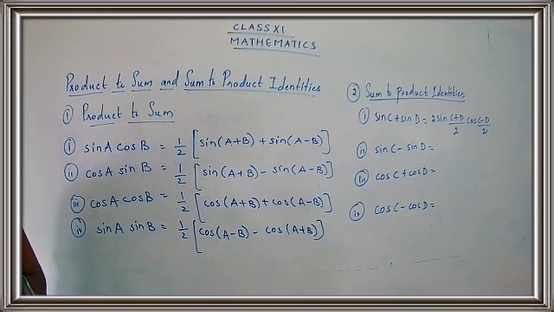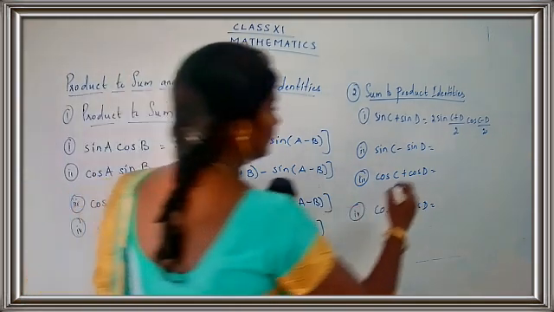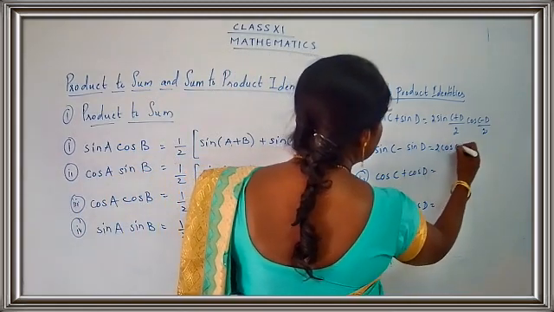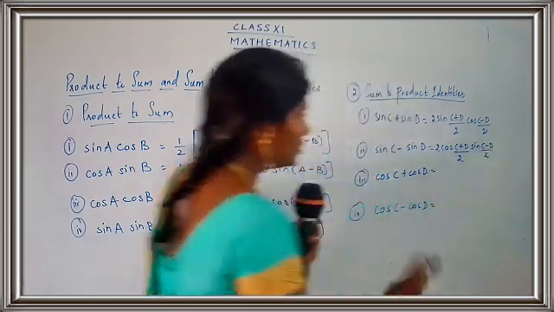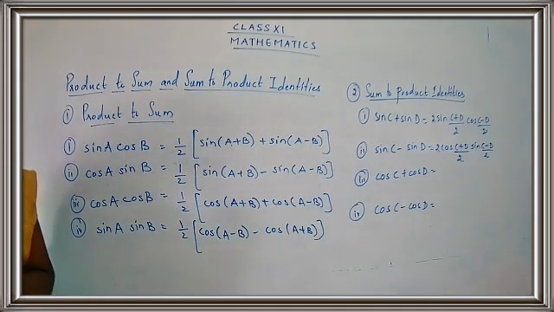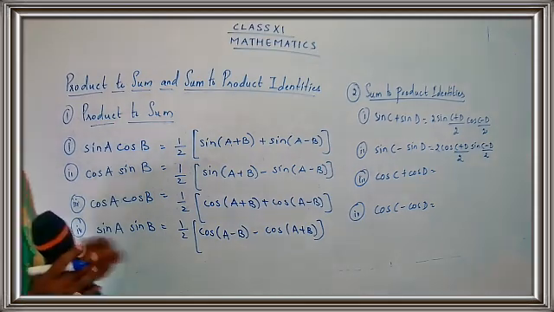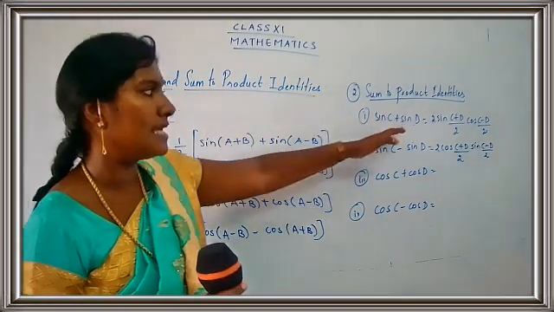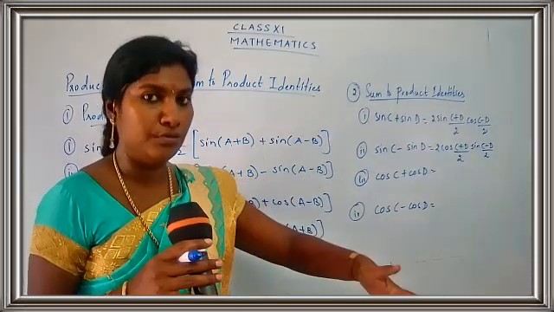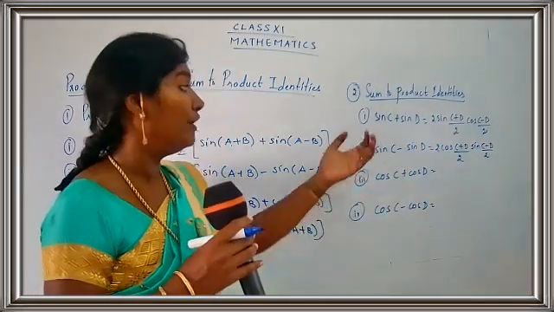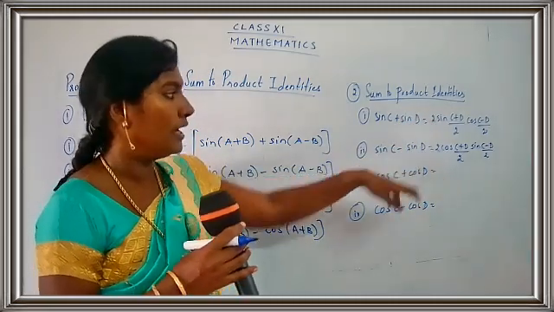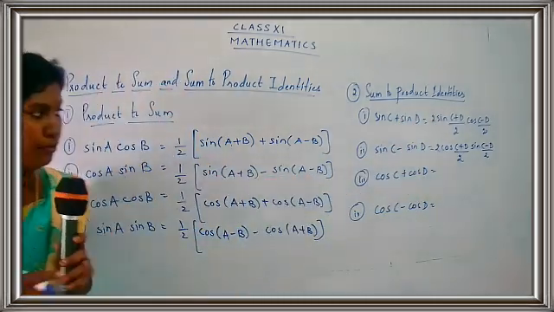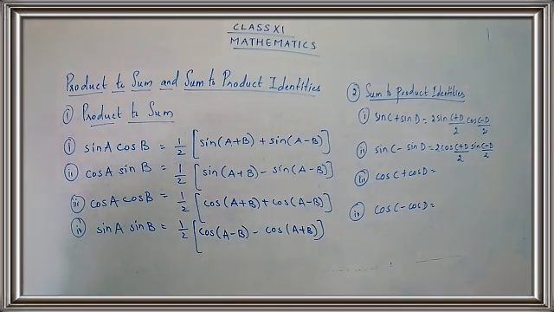Coming to the next one, sin C minus sin D. It's 2 cos C plus D upon 2 sin C minus D upon 2. So just the interchange of the functions cos and sin. So you can study the two formulas together. So sin C plus sin D means 2 sin C plus D by 2 cos C minus D by 2. When you have sin C minus sin D, just interchange sin and cos. You get 2 cos C plus D by 2 sin C minus D by 2.